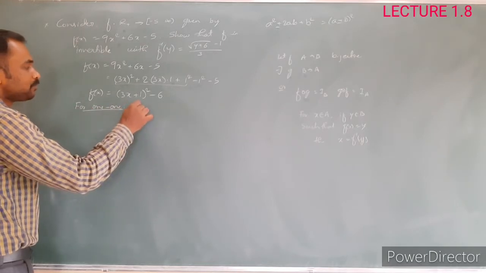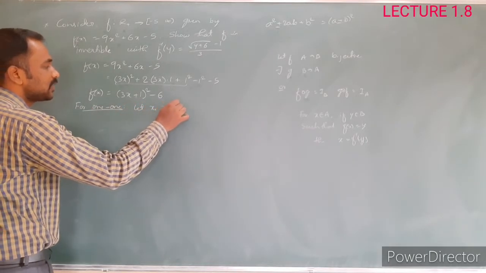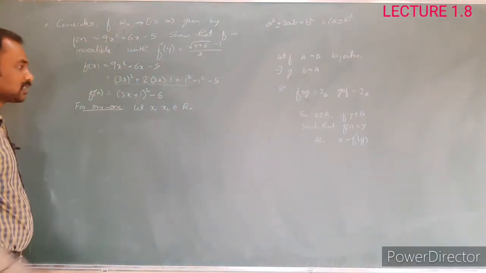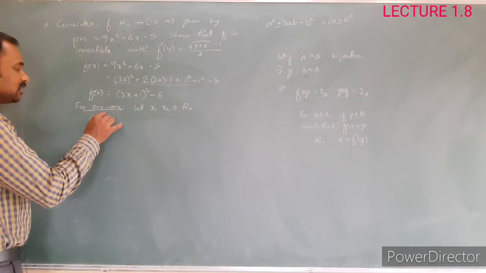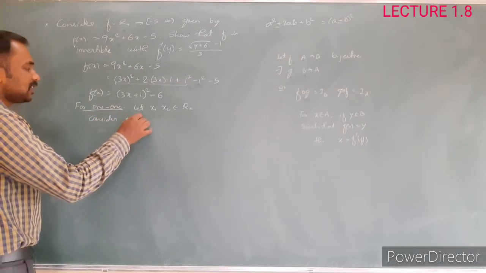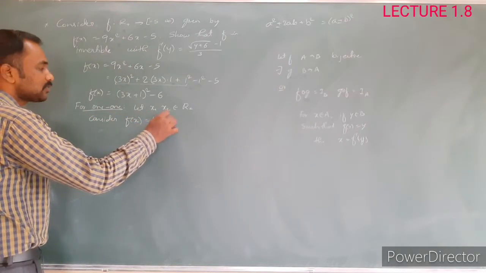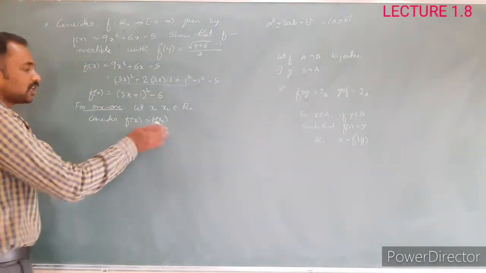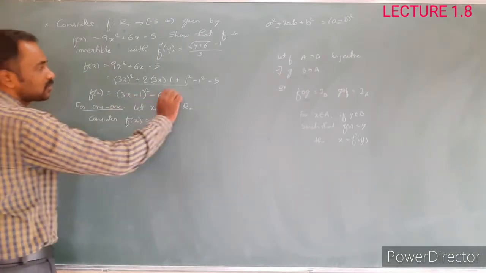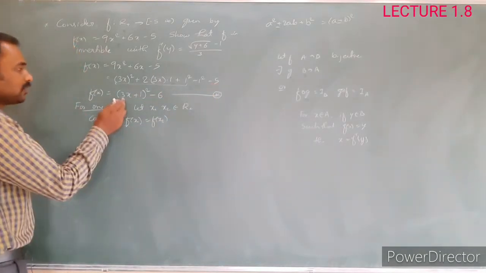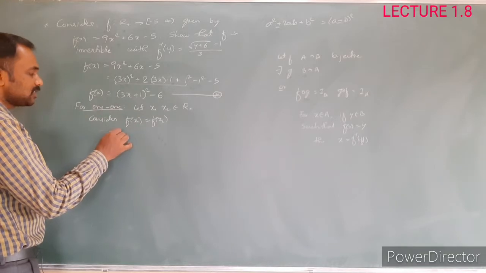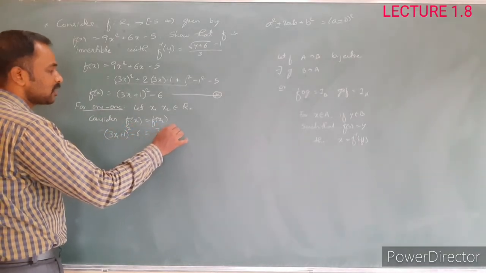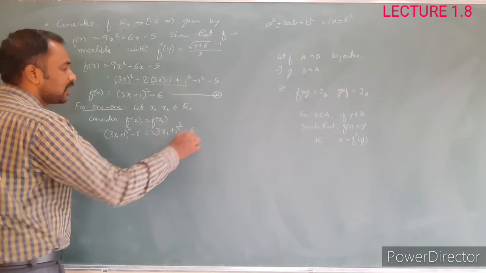For one-one, how to prove it? Take x1 and x2 belonging to the domain set. What is the domain set? Positive real numbers. Now consider two different elements, and consider that the image of x1 and the image of x2 are the same under the same function f. What is f of x1? Here is my function. Wherever x is there, replace it with x1. What happens? (3x1 plus 1) whole square minus 6 is equal to (3x2 plus 1) whole square minus 6.